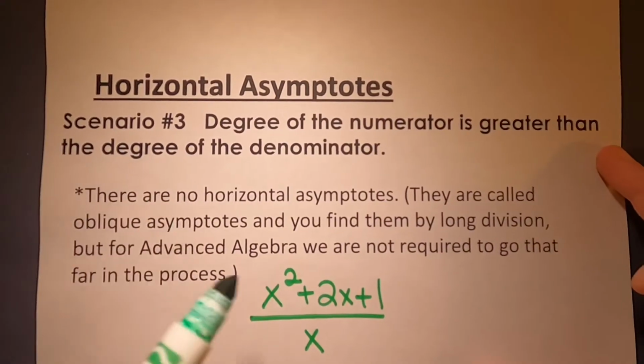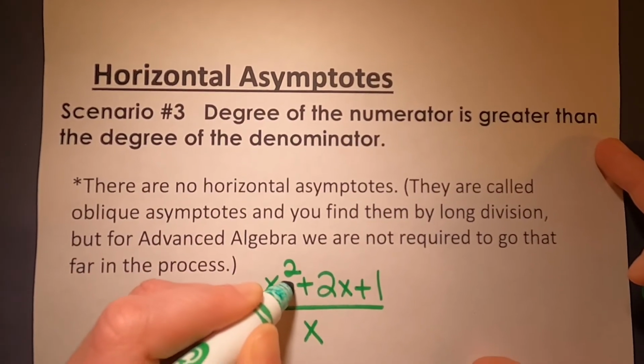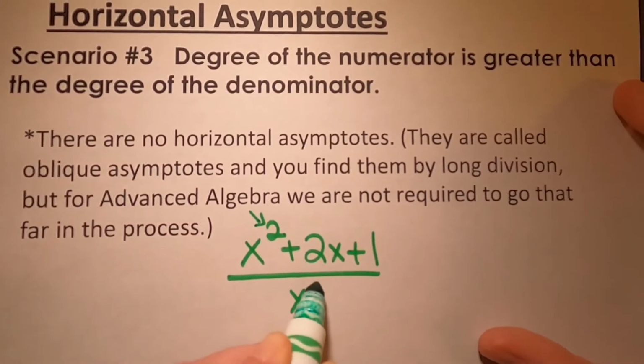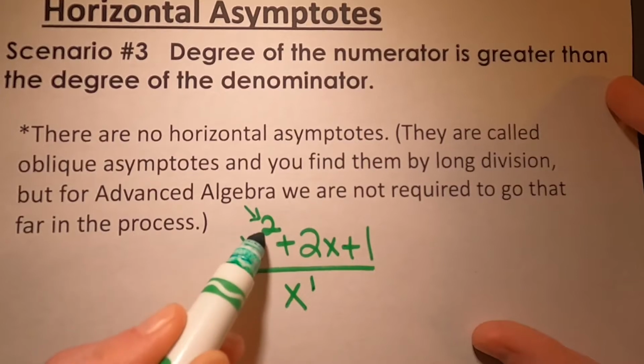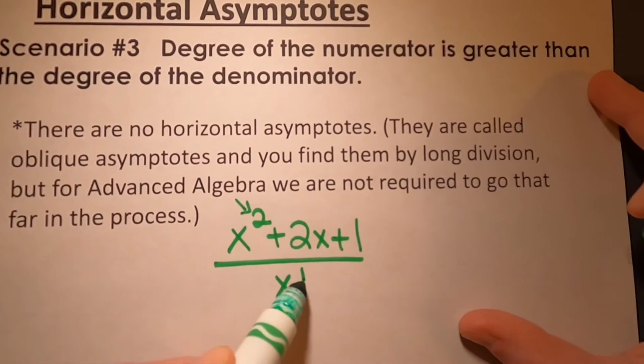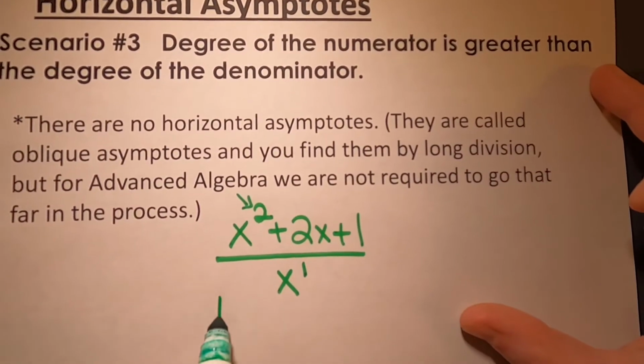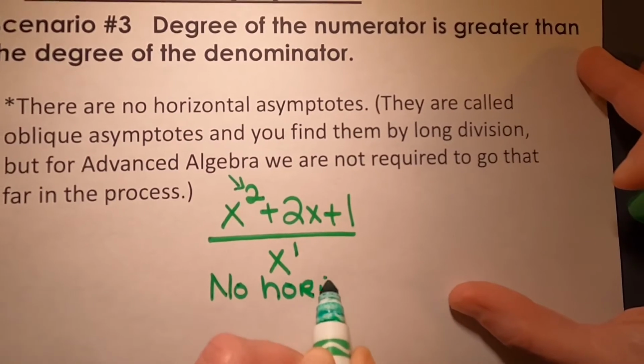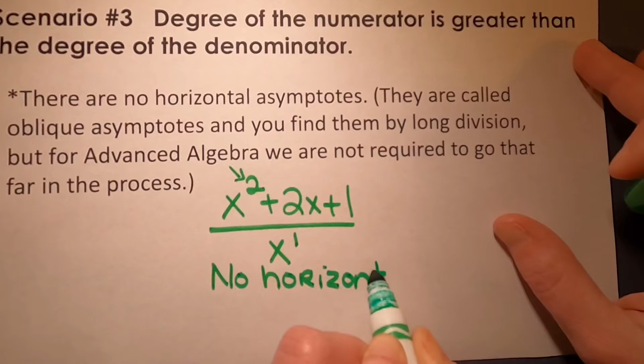Long story short, we're not required to go through it that far in the process. So in this third scenario, the degree of the numerator is a 2, and the degree of the denominator is a 1. So when the degree of the numerator is greater than the degree of the denominator, you would just write no horizontal asymptotes.